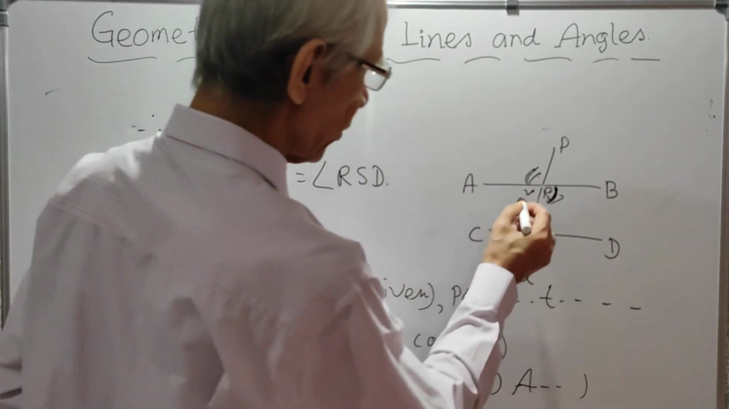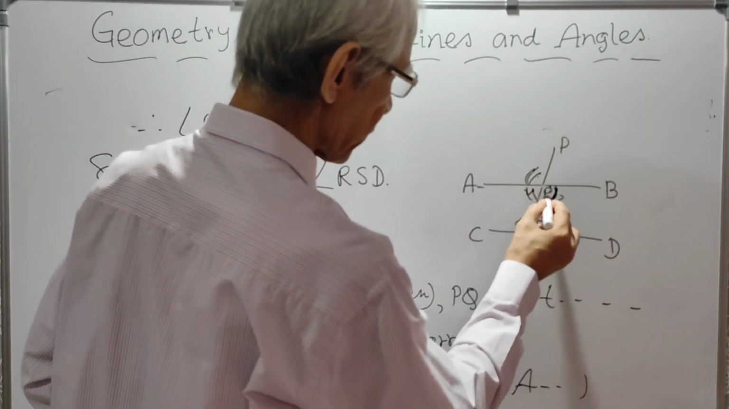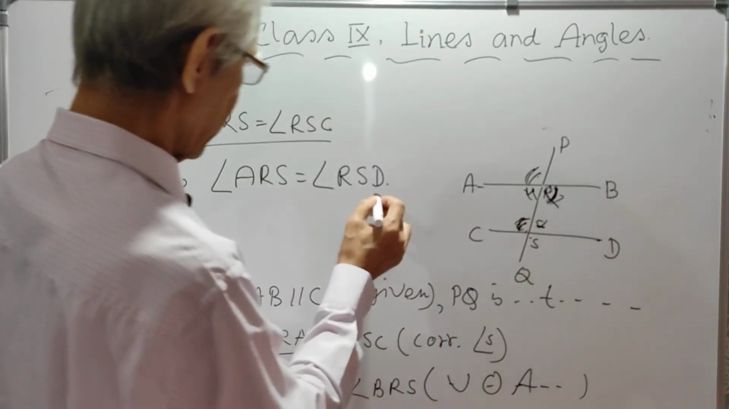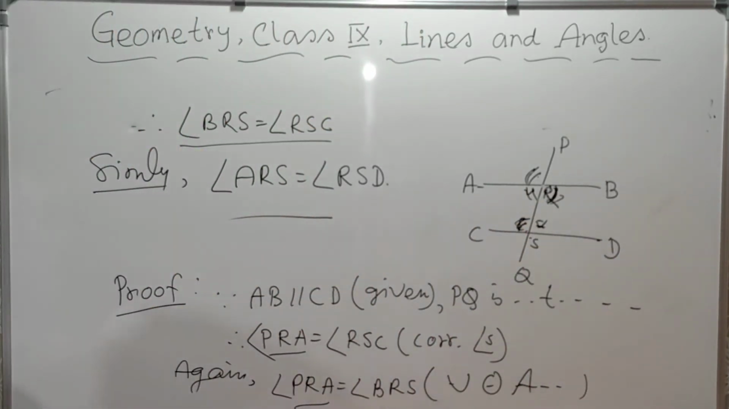So similarly, we can prove this angle ARS equal to RSD. So done. This is how clearly you have to write the proof. All right. So this was theorem 2. Theorem 2. All right.